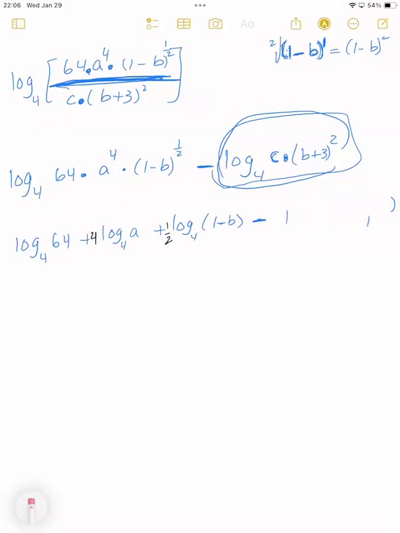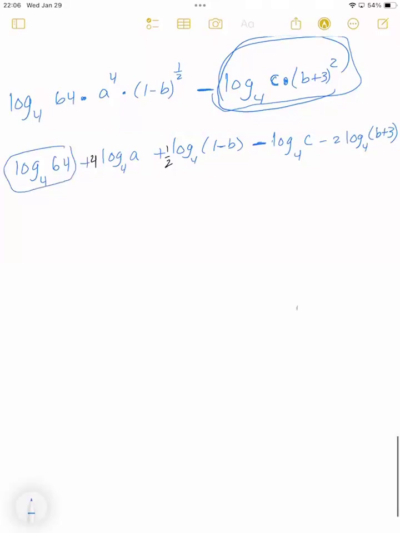Let me just write this a little bit more neatly. So this is minus log base 4 of c minus 2 log. This is what we had. I don't know if it was clear. So now, the last thing we want to do is simplify that.